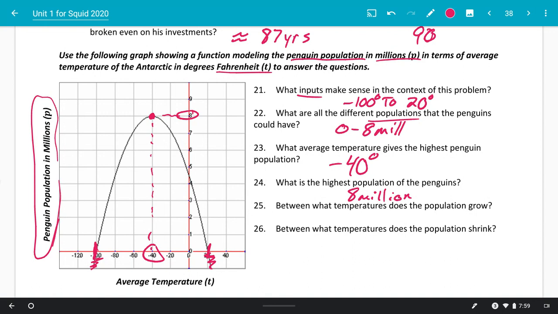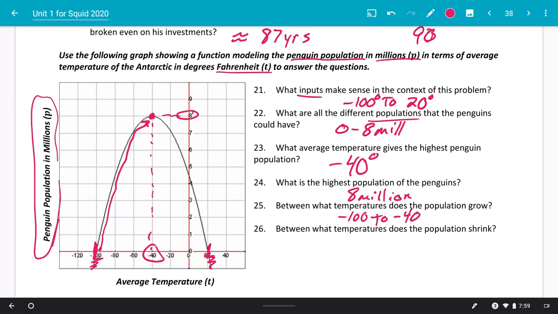25, between what temperatures does the population grow? We're starting over here at negative 100, and it's growing until it gets to negative 40. So from negative 100 to negative 40. Now, notice that I put a negative sign in these instead of just a dash. Not that that's hugely important, but don't allow somebody to mistake a dash for a negative sign if you're dealing with negatives in your intervals. So if you have an interval with negative signs, use a negative sign instead of just the dash that we use sometimes.